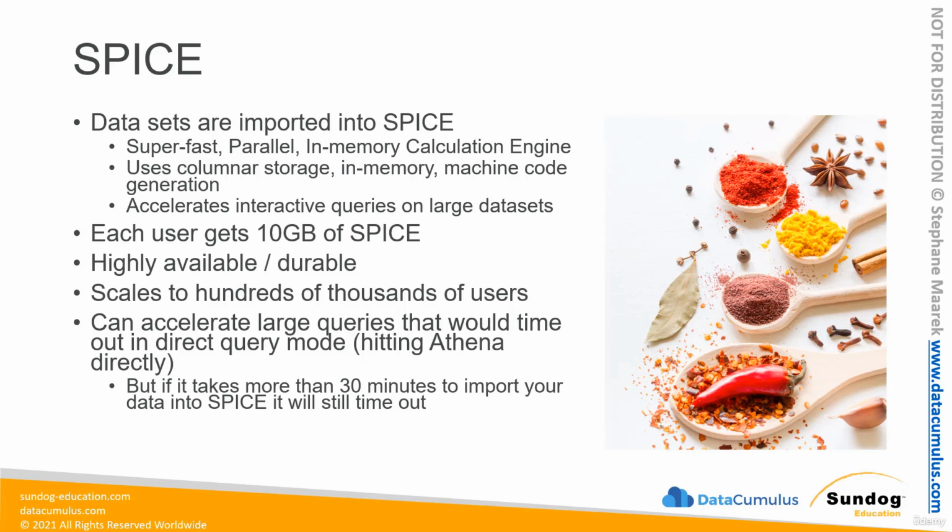Now, this does take space, of course, storage capacity. It basically needs to copy a lot of your data from Athena into this more compact and optimized representation that Spice uses. Every user gets 10 gigabytes of Spice by default. It is promised to be highly available and highly durable, just like S3 would be. And it can scale up to hundreds of thousands of users. So they've made it available, durable, and scalable.